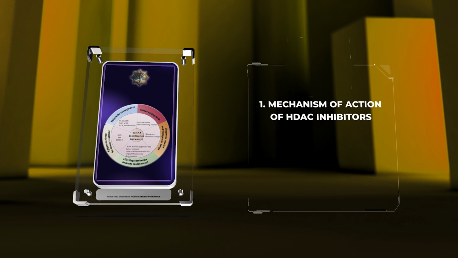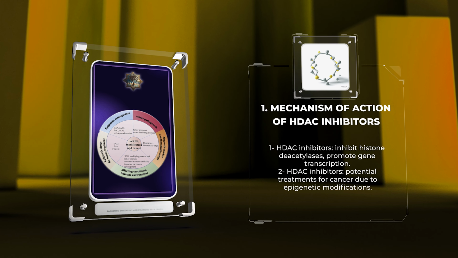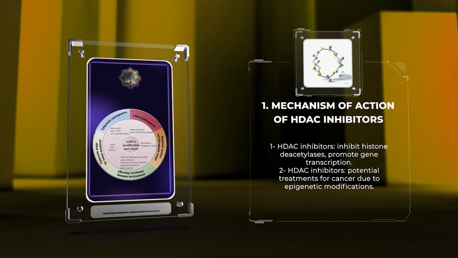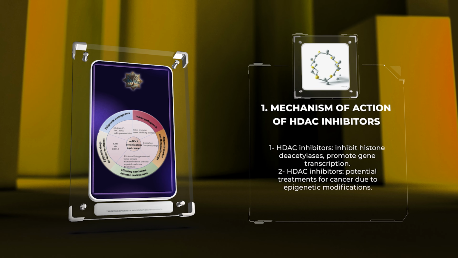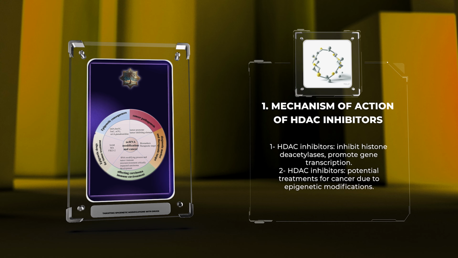By inhibiting the activity of histone deacetylases, HDAC inhibitors promote the acetylation of histones, which leads to the activation of gene transcription. This can alter the expression of genes involved in cell proliferation, differentiation, and apoptosis, making HDAC inhibitors potential treatments for cancer due to the frequent presence of aberrant epigenetic modifications in cancer cells.